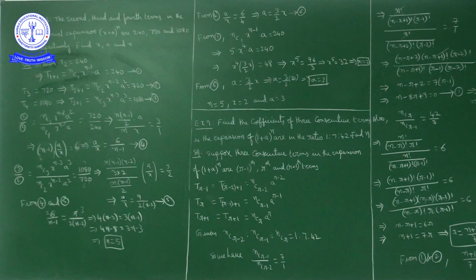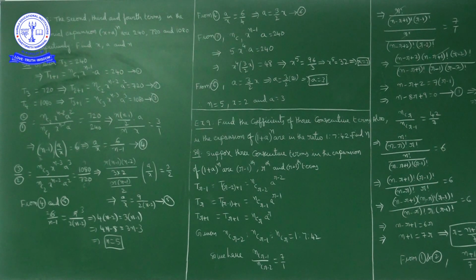Now here we have to find the n value, x value and a value. For this I'll consider equation 2 divided by equation 1. Equation 2 upon equation 1: nC2 x to the power n minus 2 into a squared upon nC1 x to the power n minus 1 into a to the power 1 is equal to 720 upon 240. On the right hand side the zeros cancel, 24 ones, 24 threes. So the right hand side is 3 by 1, which is 3.